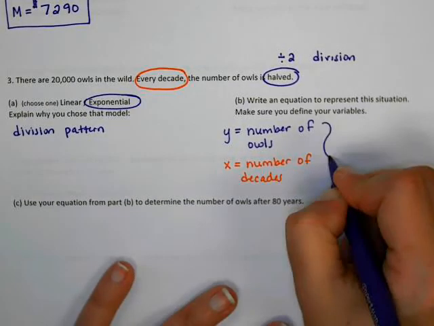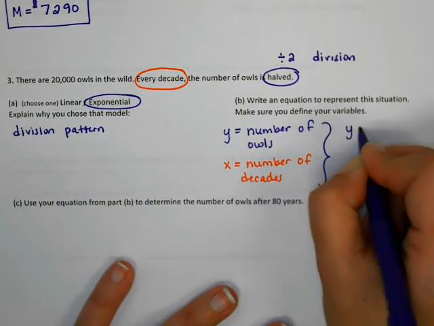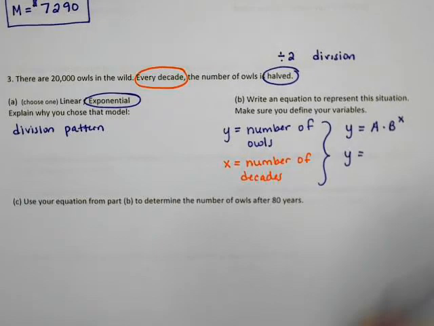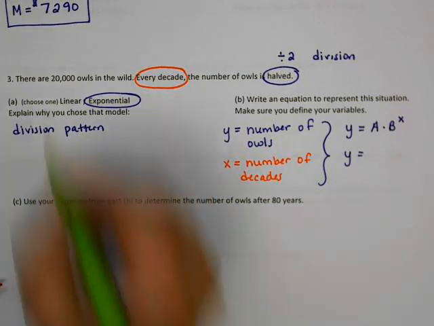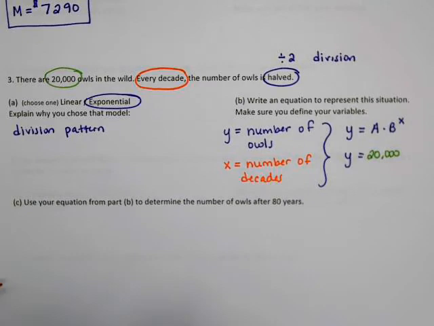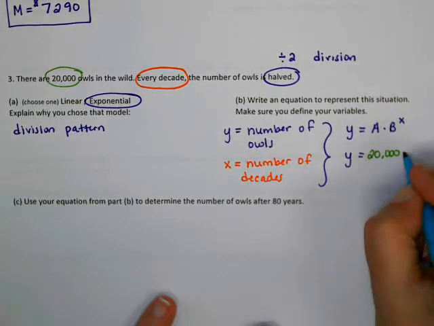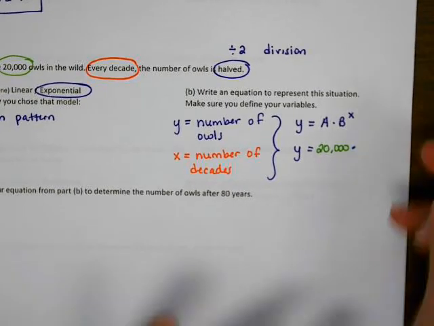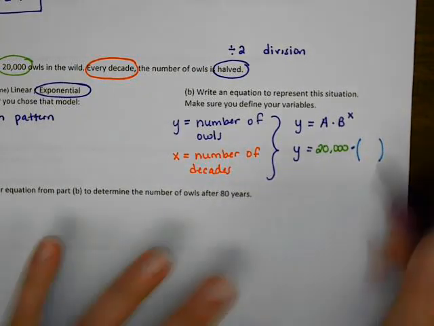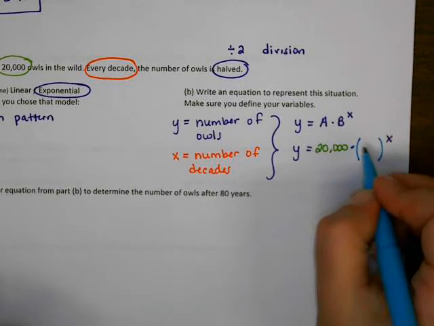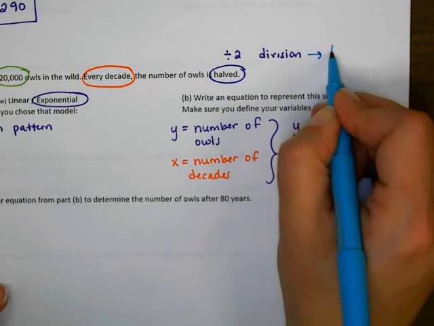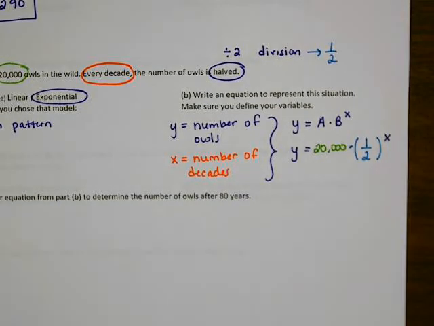Because this is an exponential model, my equation is going to be y equals a times b to the x power, where a is my initial amount, so 20,000 owls, and b is however much I'm multiplying by. Now, because it's a division problem this time, instead of putting a 2 as the base of my exponent, I'm going to put a 1/2, because having a 1/2 is the same thing as dividing by 2.